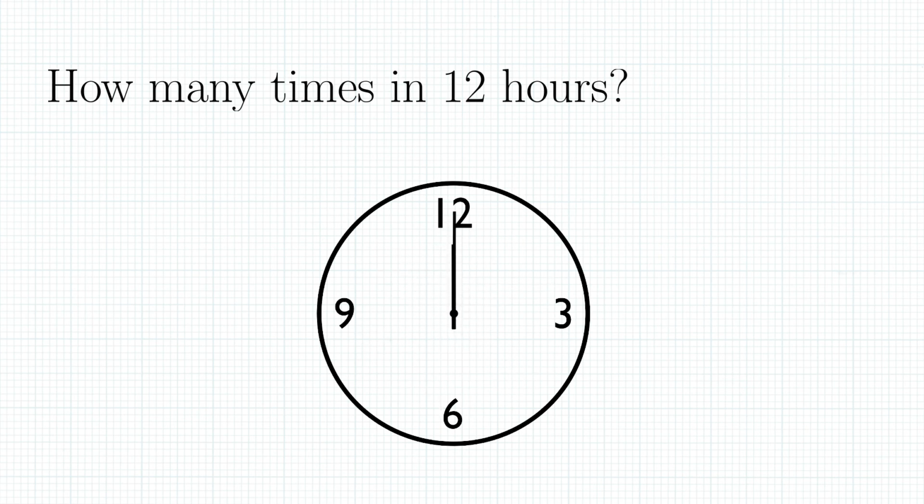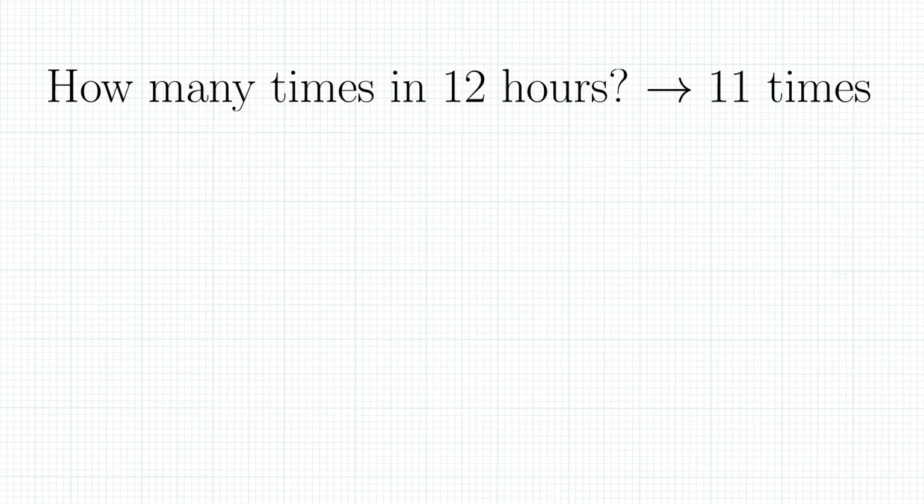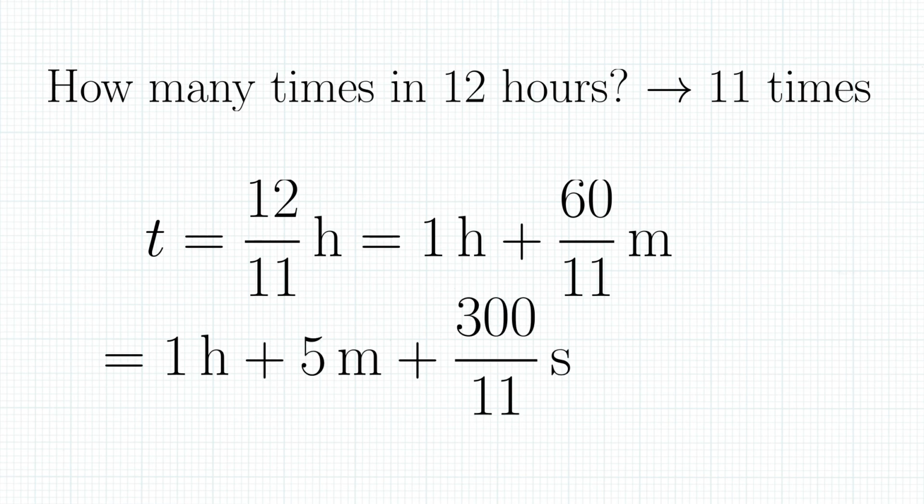Okay, I counted 11 overlaps within 12 hours. Note that when it's 12 o'clock again, we must not count that overlap if we already counted the overlap at 12 o'clock at the beginning. Since the 11 overlaps are evenly spaced, the time between 2 overlaps equals 12 over 11 hours, which is about 1 hour, 5 minutes and 27 seconds.